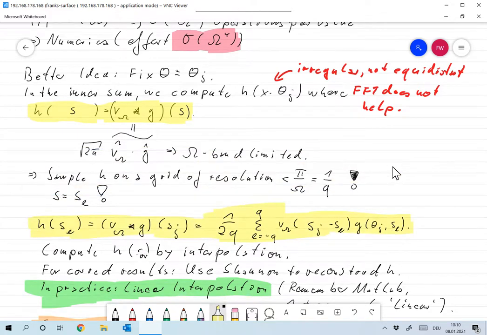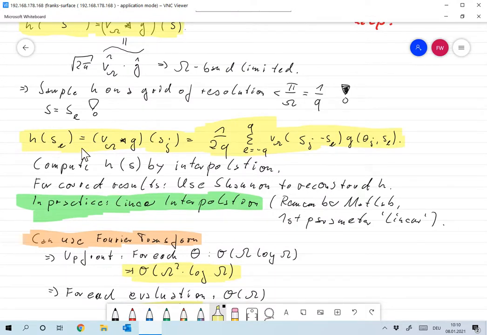So if we insert that, then what we need to do is compute the convolution of V omega and G at the positions S_j, and this is exactly what I have over here. Now, if I do that, I can compute H of S for every S just by interpolation, and that's guaranteed by the Shannon sampling theorem. And of course, we'd have to use the Shannon formula to reconstruct H and to compute H of S. Now, that would be a lot of effort.